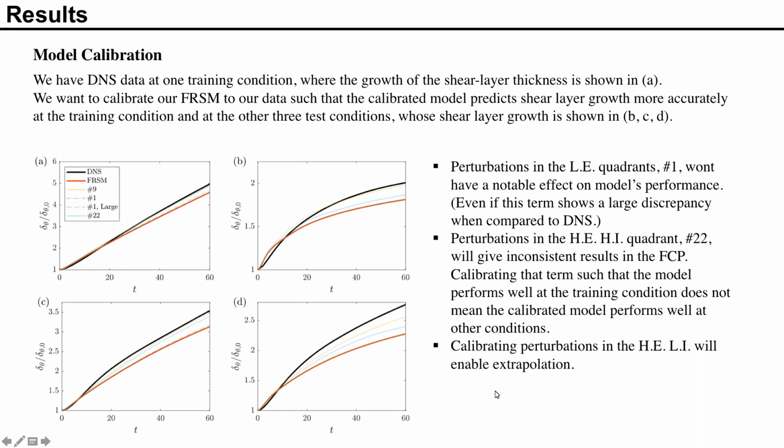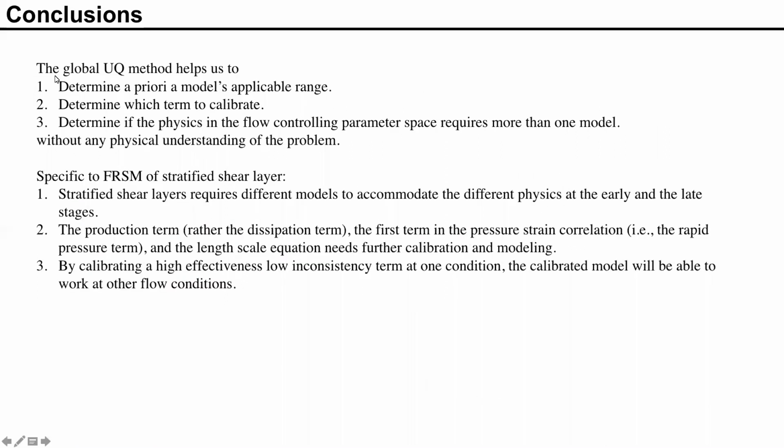So at this point, I should have shown you all the things this method can do. So I will conclude. The global UQ method helps us to do the following three things: determine a priori a model's applicable range, determine which terms we want to calibrate to match the data, and determine if the physics in the flow controlling parameter space requires more than one model, without any physical understanding of the problem.